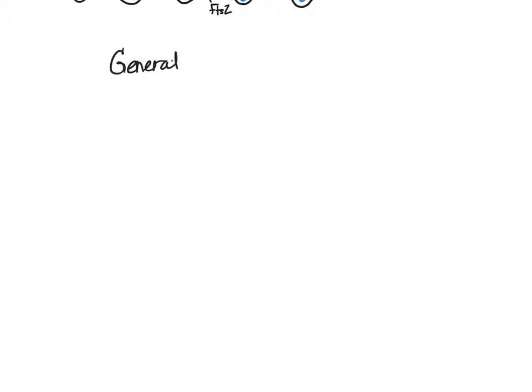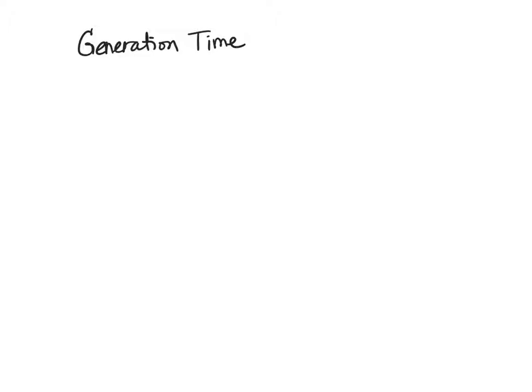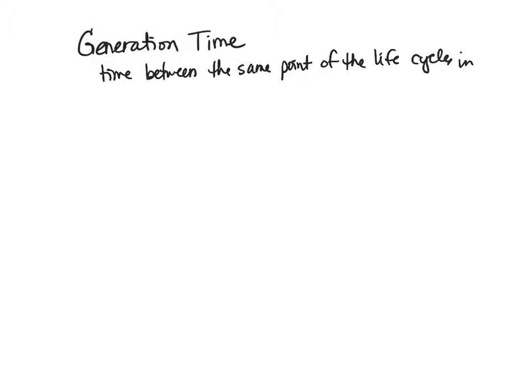So we're now going to talk about generation time. When we talk about generation time, we can talk about this in general terms. In general terms, this is the time between the same point in the life cycle in two successive generations.